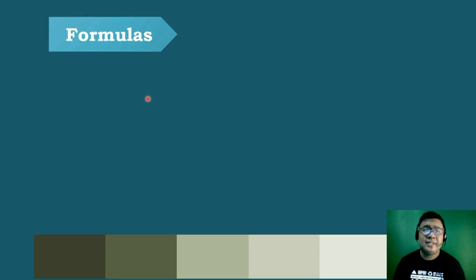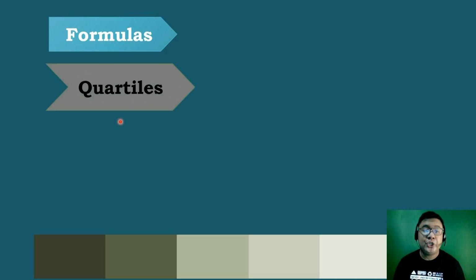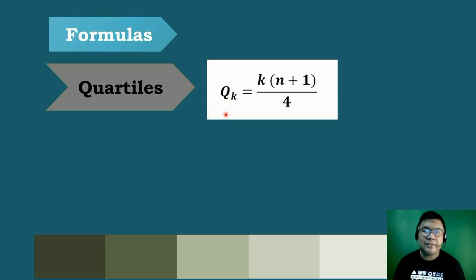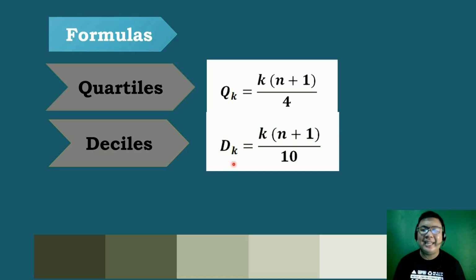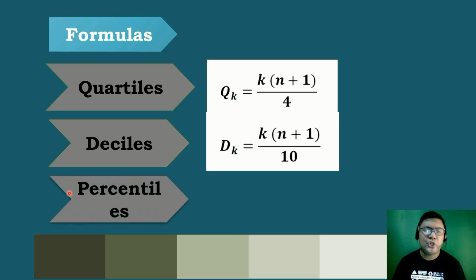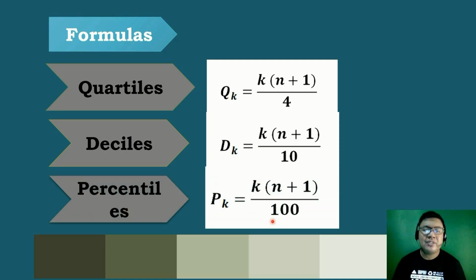These are the formulas that we will be using for today's topic. If we are looking for the position of quartiles, we will be using the formula quartile k is equal to k times the quantity n plus 1 all over 4. If we are looking for the position of the decile, we will be using the formula decile k is equal to k times the quantity n plus 1 all over 10. And if we will try to locate the position of the percentile, we will use the formula percentile k is equal to k times the quantity n plus 1 all over 100.